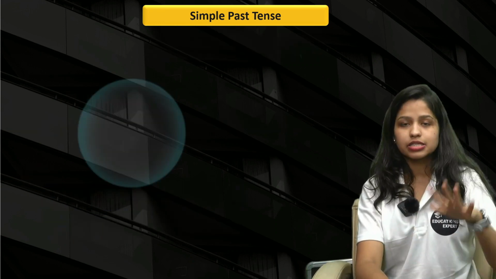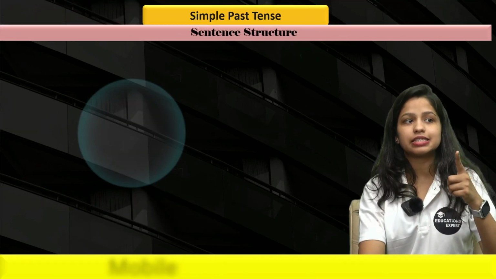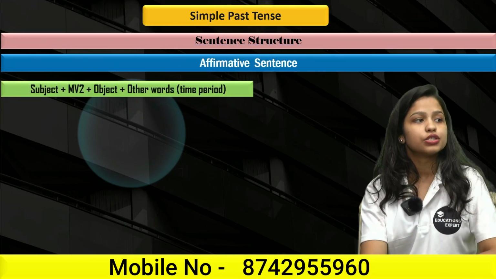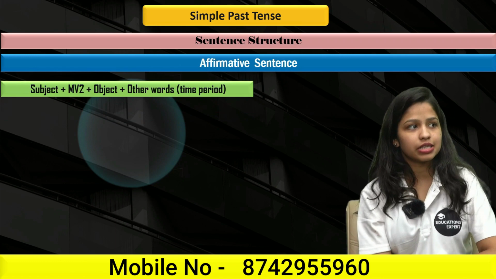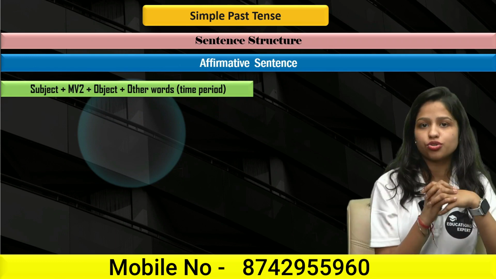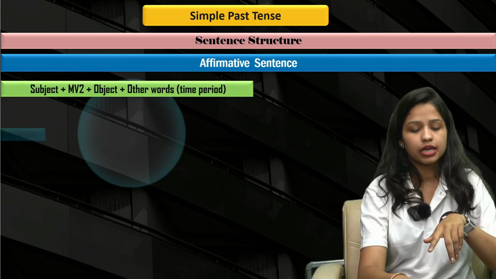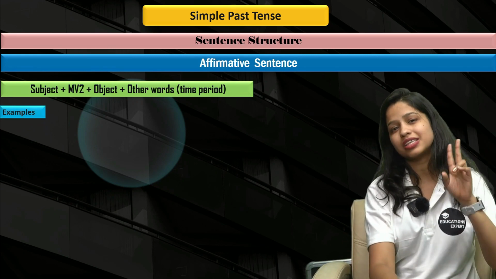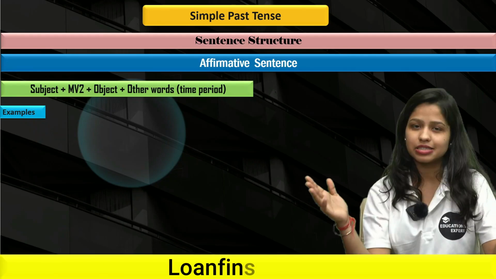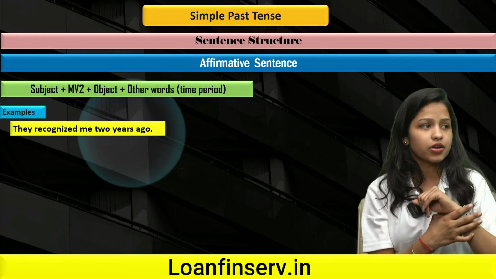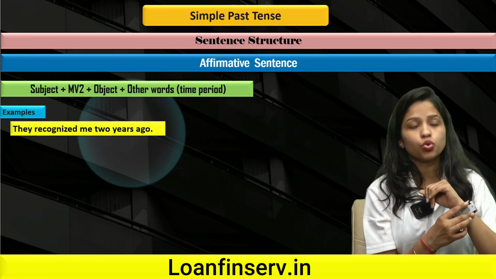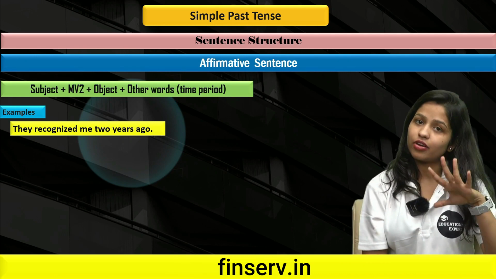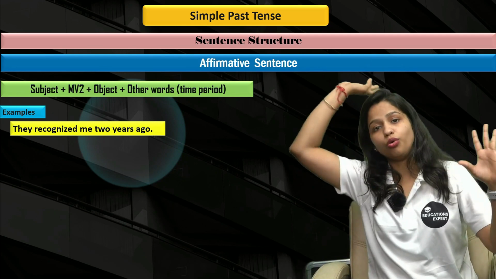All right, now it's time for you to understand sentence structure. First up we have the affirmative sentence, right? So the sentence structure for a positive sentence would be subject, V2, object, other words, right? That's the simplest one I've told you. You just have to put the second form of the main verb and the rest of the sentence according to you. First up we have: they recognized me 2 years ago. They recognized me, right?